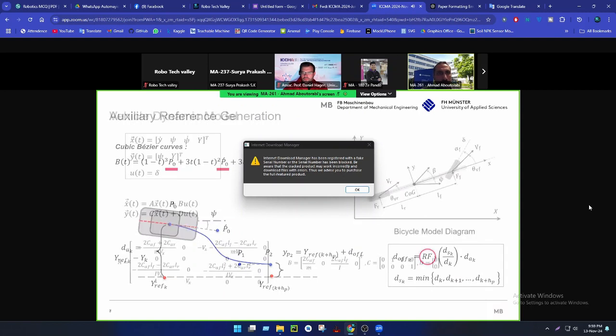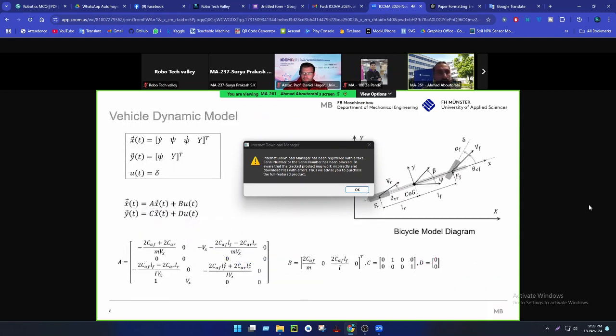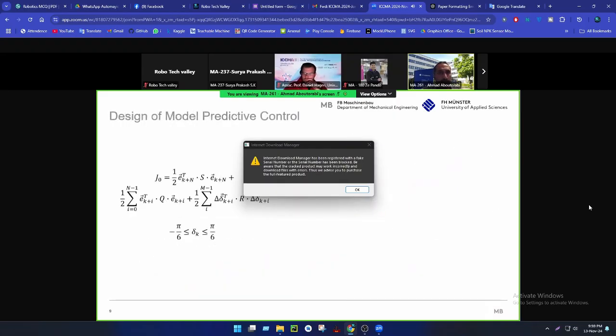So in this slide, I just show the vehicle dynamic. We use the simple bicycle model with a constant speed, and the output is the lateral deviation from the reference line and the heading of the auto, and the input is actually the steering angle. In the cost function of the MPC model, we just use a simple constraint for the input.